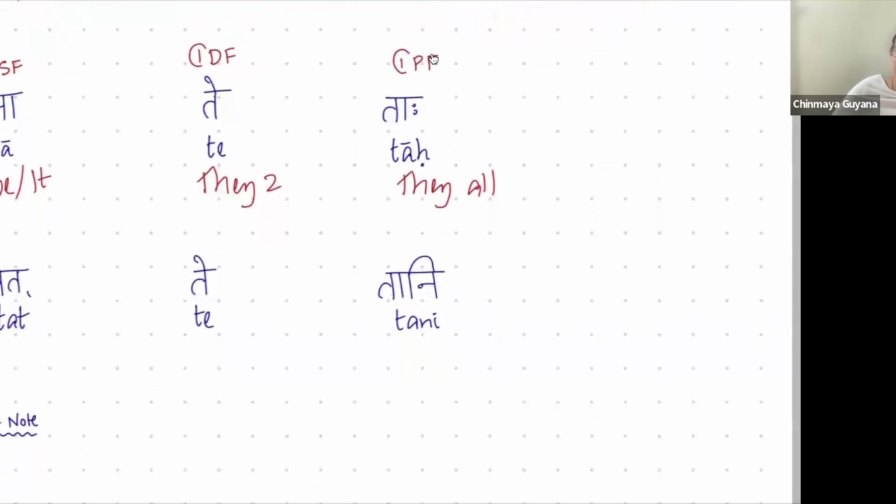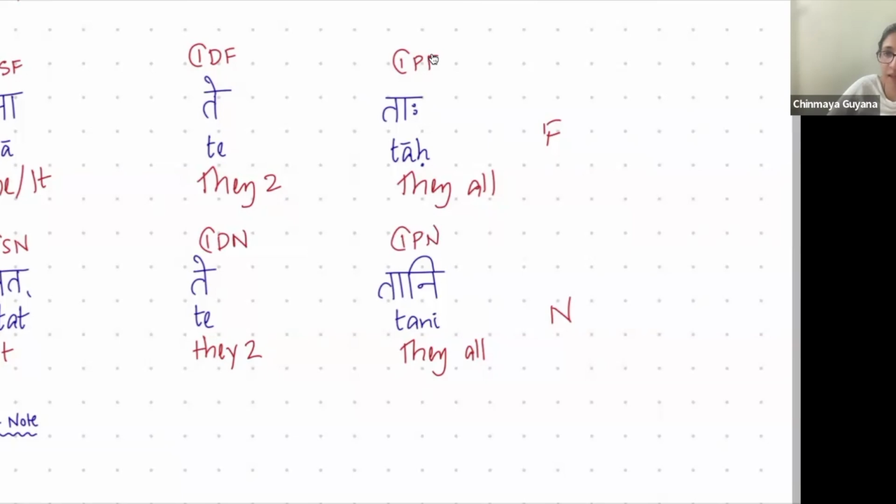And finally, tat, te, tani. Tat is it. Te is they two. Tani is they all. But in neuter. So this will be first case singular neuter. First case dual neuter. First case plural neuter. These are the pronouns for first case when we use verbs.